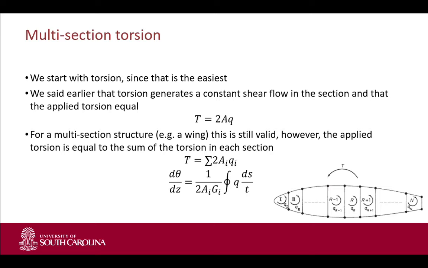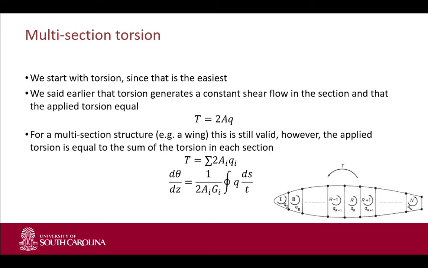So combining those 2 equations, the equation for torque and that total torque must be equal to the summation of the individual torques, we can state that the total torque must be equal to the sum of 2 times the enclosed area. So we can take the 2 constant out of it, and then i goes from 1 to n number of cells.